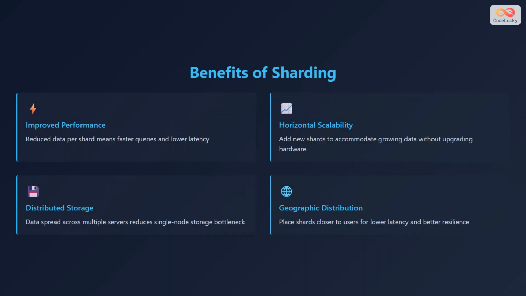Sharding provides significant benefits. First, improved performance. Reduced data per shard means faster queries and lower latency. Second, horizontal scalability. Instead of upgrading hardware, you add new shards to accommodate growing data. Third, distributed storage. Data spread across multiple servers eliminates single-node storage bottlenecks. Fourth, geographic distribution. Placing shards closer to users reduces latency and improves resilience. These benefits make sharding essential for large-scale applications.